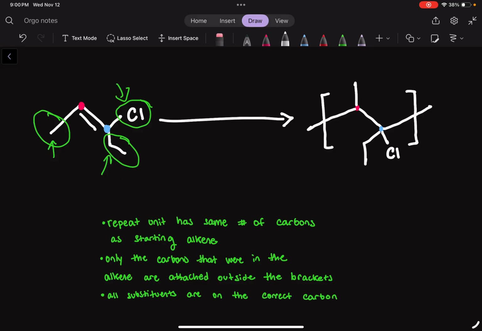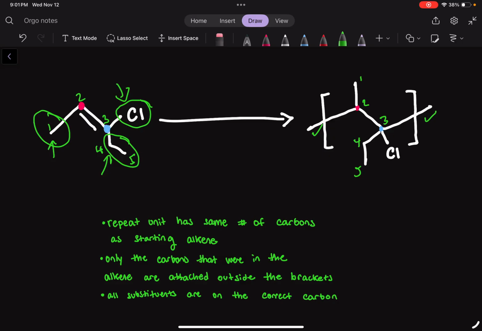Now let's just go through all of our criteria and make sure this works. So first off, our repeat unit has the same number of carbons as our starting alkene. Let's check. We've got 1, 2, 3, 4, 5 and 1, 2, 3, 4, 5. That works. And only the carbons that were in the alkene are attached outside the bracket. So only the pink and blue carbons have attachments outside, which is correct.